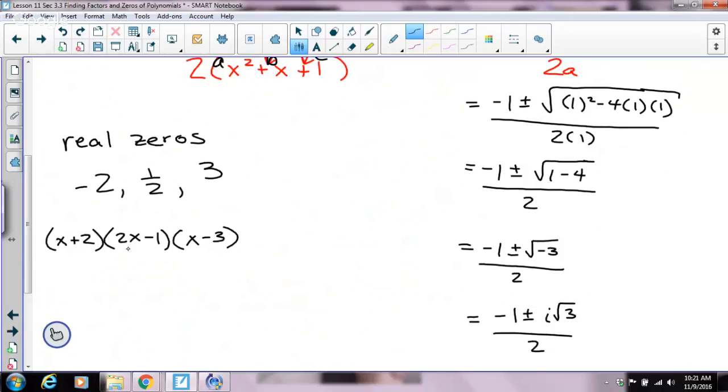Now here's what I want to ask you. These are the real zeros, right? If you were to FOIL this out, or box method, whatever, would you get the original function back? No, this would be 2x cubed, because you don't have the imaginaries here, right? So your factor for the imaginaries is this. So I need to write it: x squared plus x plus 1. These are my factors, y'all. And yes, you have to have all of them.